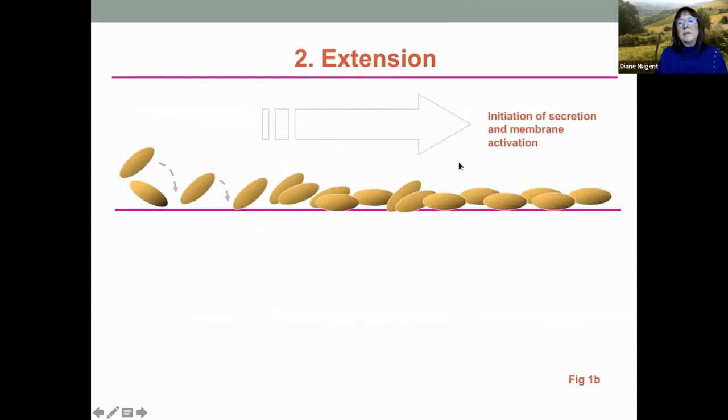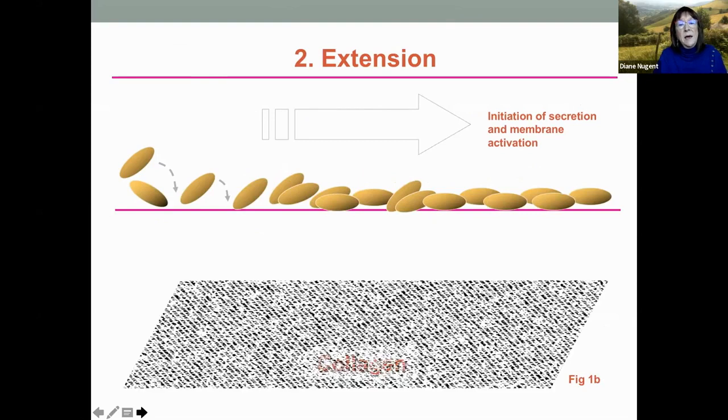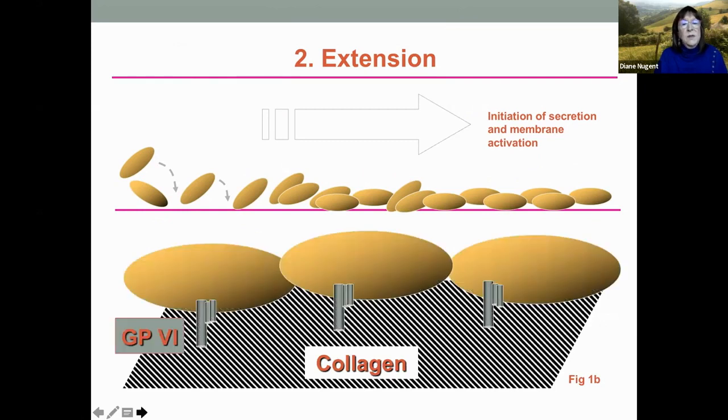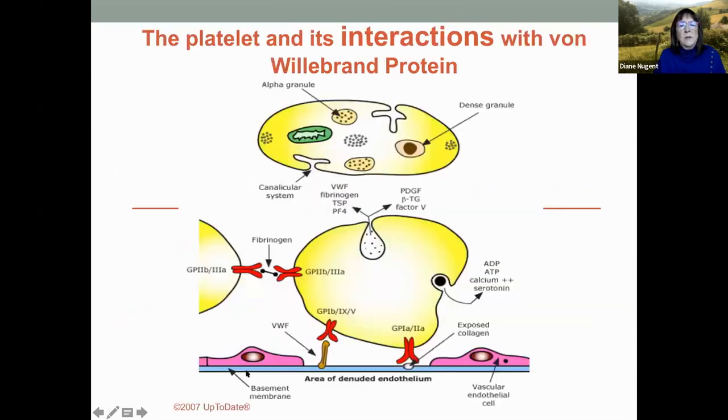And after they do that, they begin to secrete and change their membrane so that they can bring in other clotting proteins. And one of the ways that they get activated is through those collagen receptors. And just to make sure that they get activated, there are at least two different categories of collagen receptors. So we know that it's really, really important for the platelets to do that.